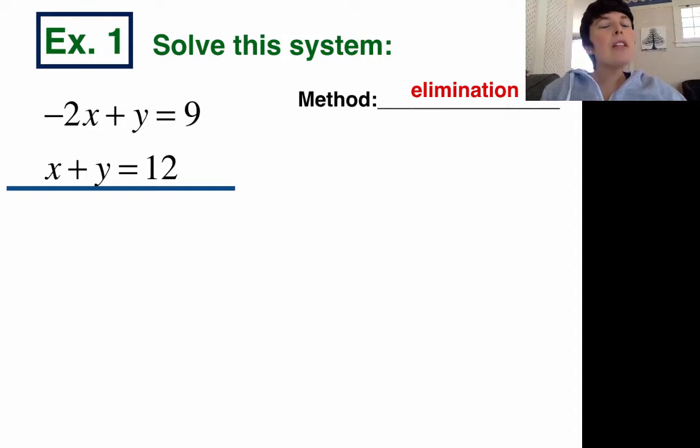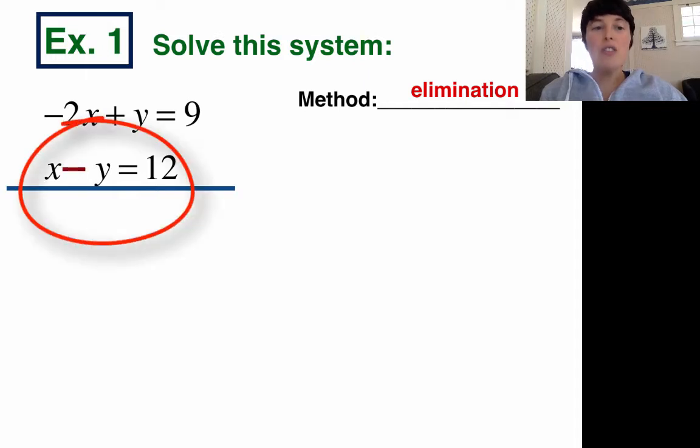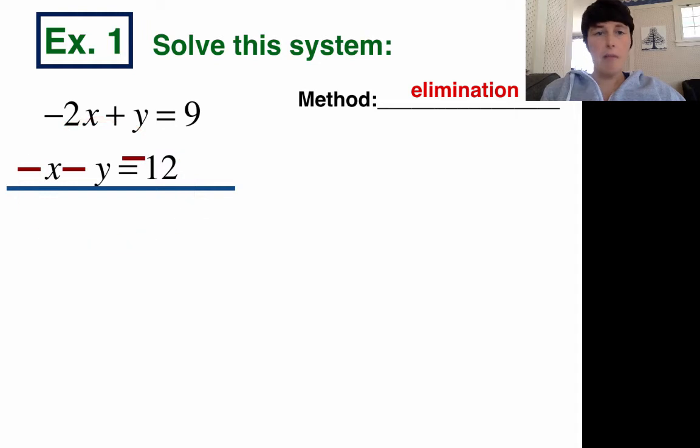I do see one little problem. The y's. They're both plus y. Nothing's going to currently eliminate. What I really want it to be is minus y. I want it to subtract. So I'm going to change the sign to subtraction, but I also have to change all the signs. So I'm going to make it a negative x, a negative y, and a negative 12. And then I'm ready to solve.